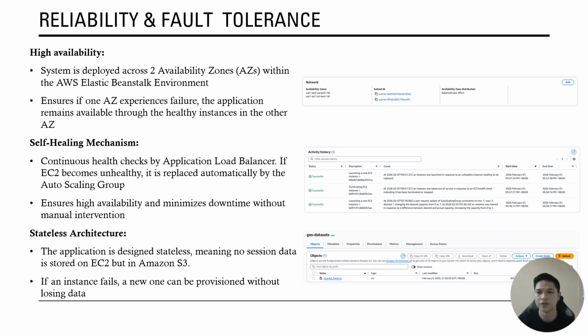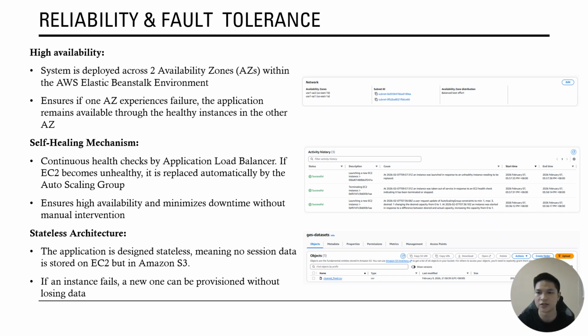First, for high availability, our Elastic Beanstalk environment's auto-scaling group spans 2 availability zones, or AZ for short, so the application is not dependent on a single data center. If one AZ becomes unavailable, traffic can still be served by instances running in the other AZ.